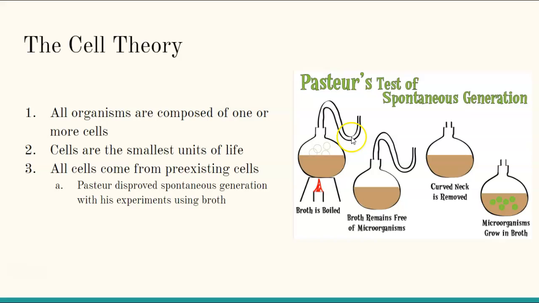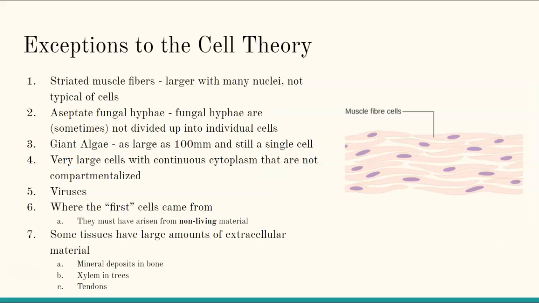And so if the neck was still attached and the water was there, the broth would remain free of microorganisms, but he also did the same thing and then broke the neck off. And when he broke the neck off, there was no longer a water barrier preventing things from getting inside of the broth. And when that happened, the microorganisms that were in the air were able to land in the broth and grow. So this experiment disproved the thought of spontaneous generation and proved that all cells have to come from a pre-existing cell. They have to come from somewhere.